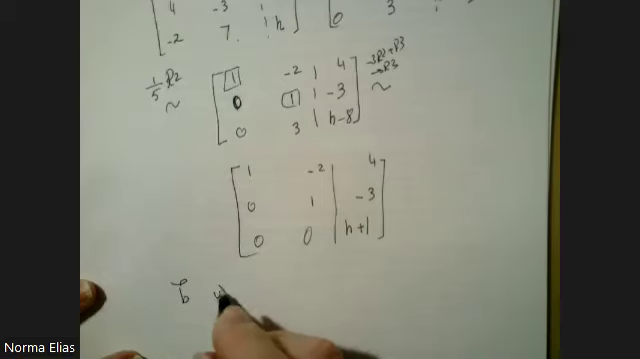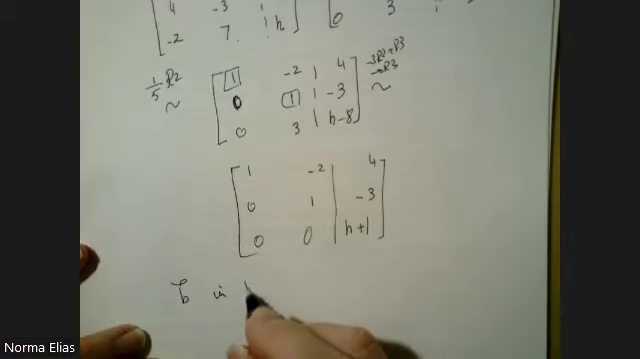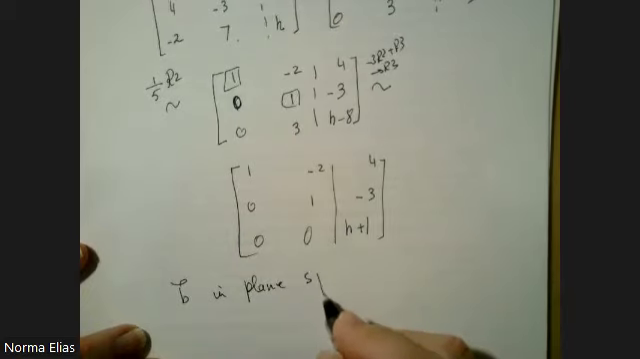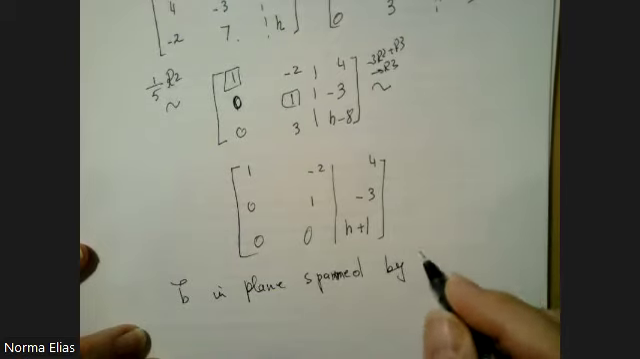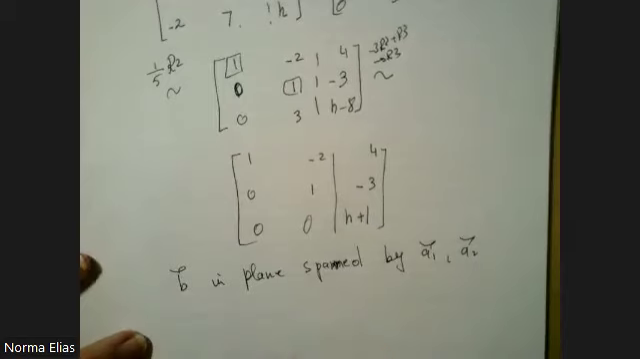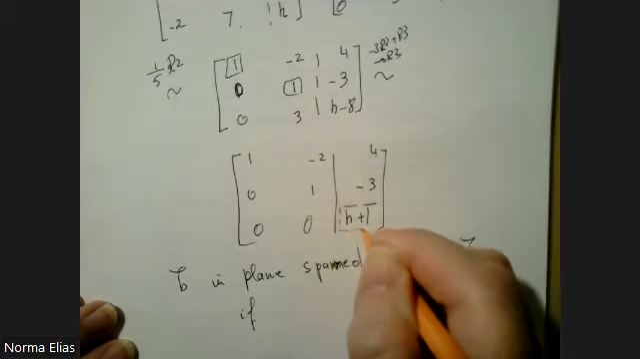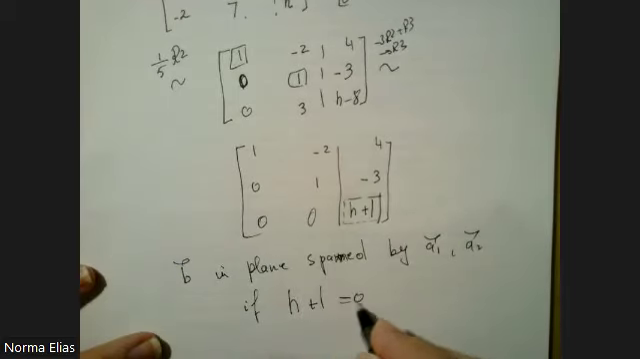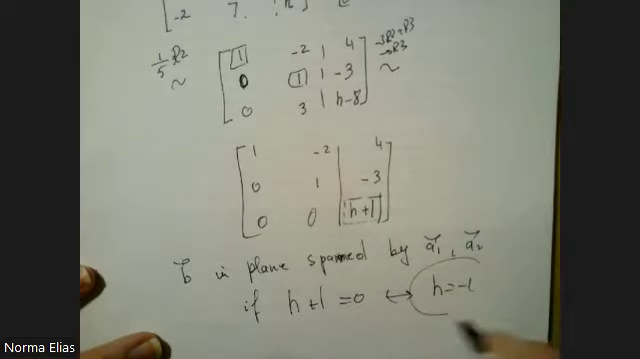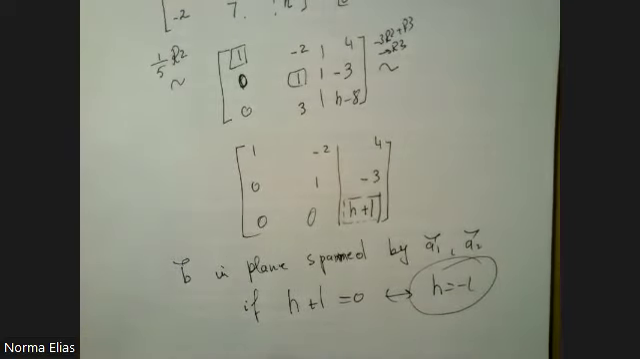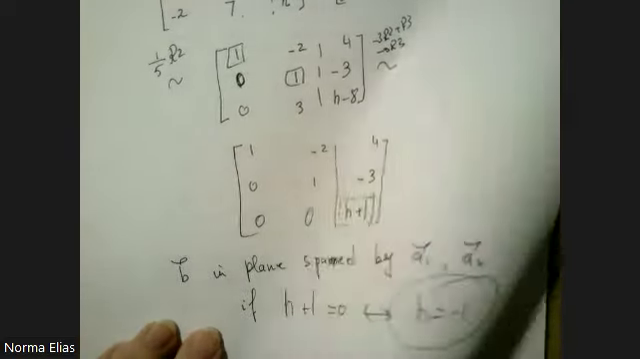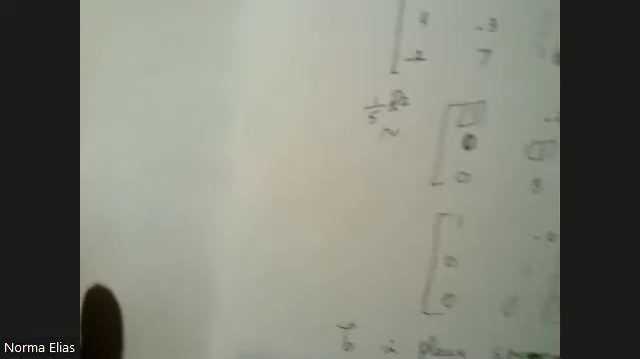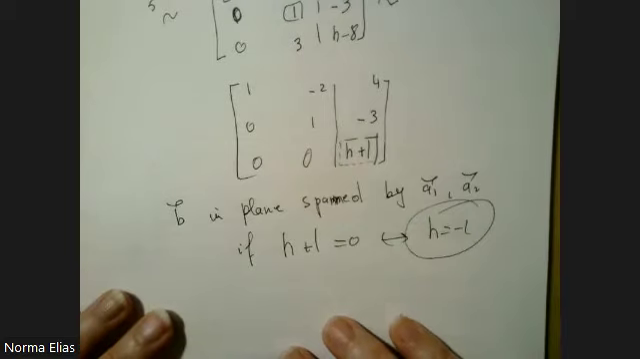So B is in the span, or B is in the plane spanned by A1, A2, if, what's the condition? Under what condition quickly? Exactly, we need a solution. This system has to have a solution. We cannot have a pivot in here. It means this has to be equal to 0. If H plus 1 equals 0, it means H equals minus 1. Okay, so that's a quick problem. I'm picking problems so you guys remember all the concepts.